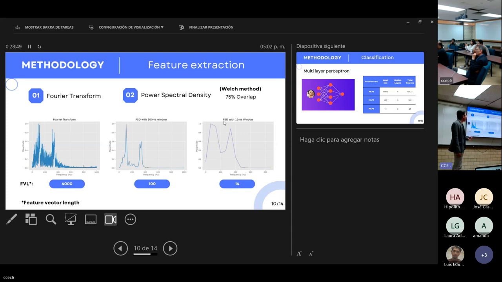So we can compare how close our methods are to this one. Using spectral density, we propose two windows: a 100 millisecond window and a 15 millisecond window. With this technique, we perform a compression of the vector length to 100 samples for the 100 millisecond window and 14 samples for the 15 millisecond window.